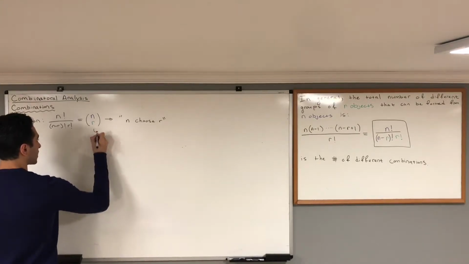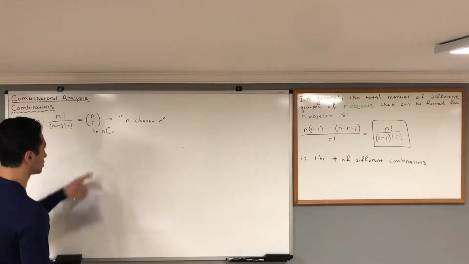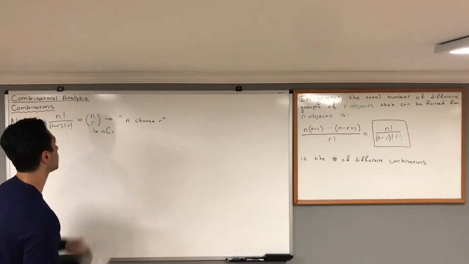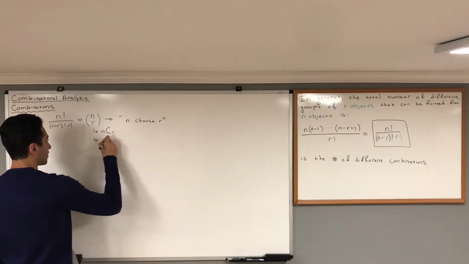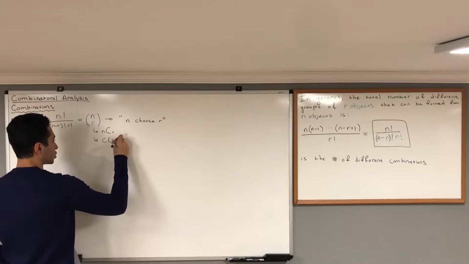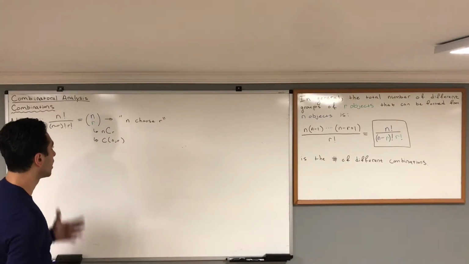Some textbooks have a different notation. They may use n capital C and then r, which means the same thing. N choose r, and you may also see something like this. N and r are like functions of C. So you're choosing n and you're choosing r for the C.